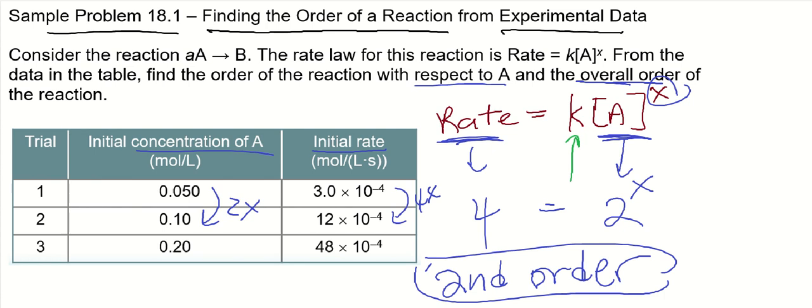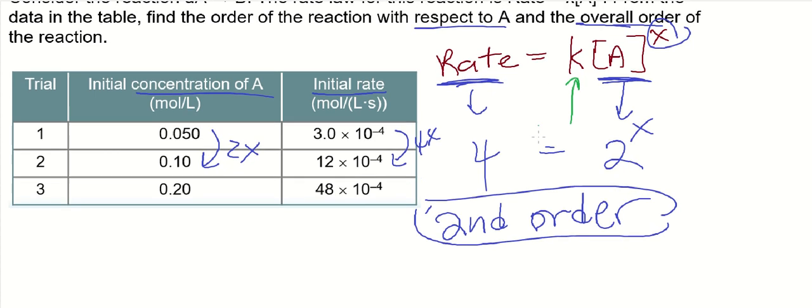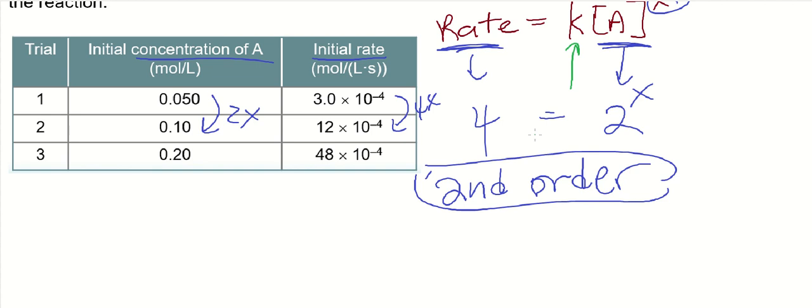Okay, so hopefully you tried it. Let's get some more room. And all we're going to do here is pick any one of these trials, and it doesn't matter which one. Pick whatever has the easiest numbers you think are to work with. And I'll just pick trial number 2.